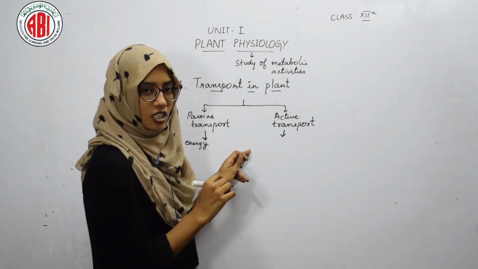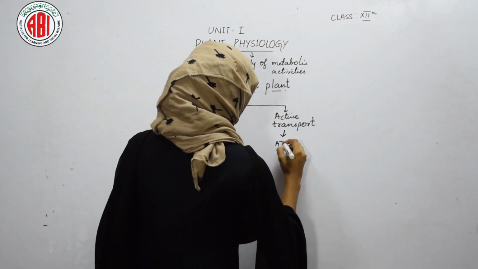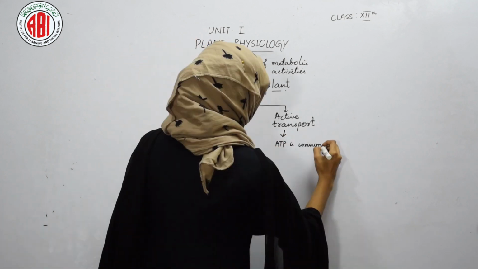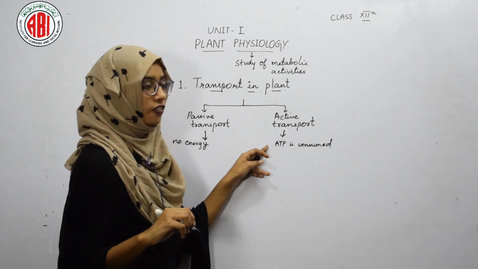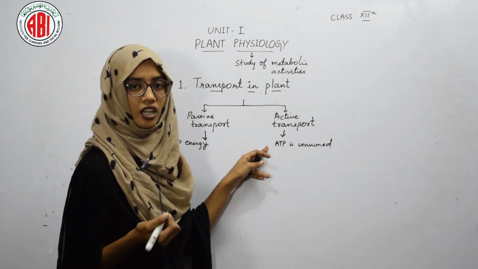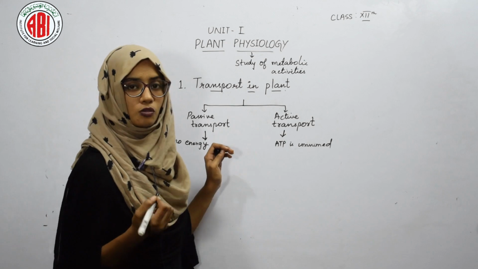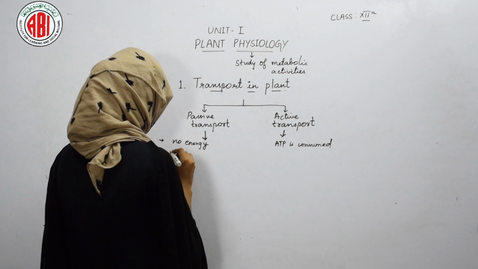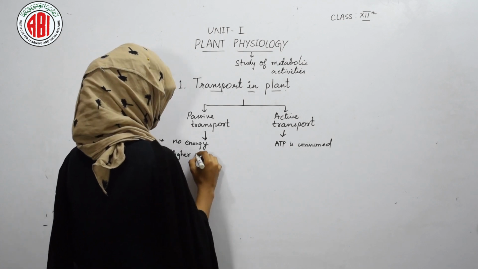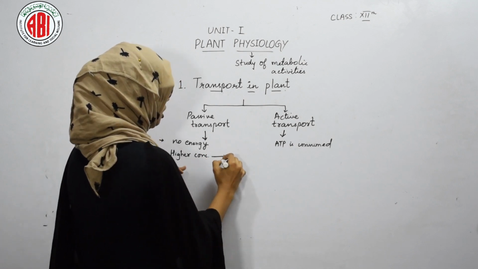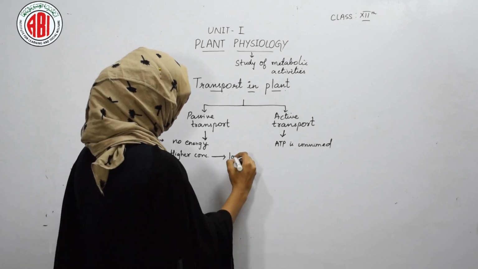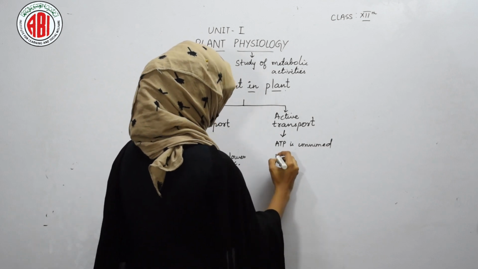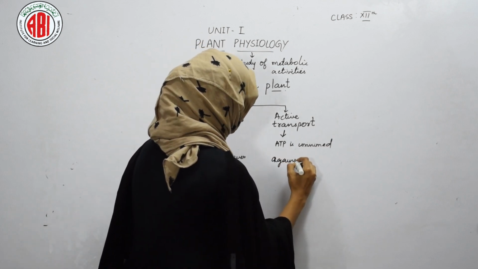But in active transport, energy or ATP molecules are required, and it is a must. So in active transport, if ATP is not consumed, if energy is not available, then active transport cannot take place in the plant body. In passive transport, the molecules move from a region of higher concentration to a region of lower concentration. And when we talk about active transport, the molecules move against the concentration gradient.